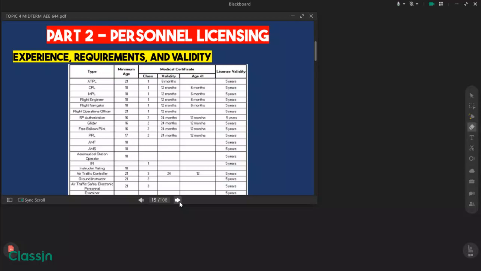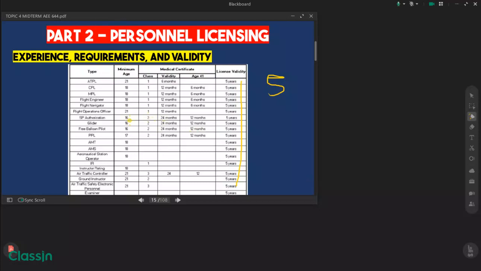Okay? So, let's remember, itong mga licenses na to, kadalasan or nakalagay talaga sa batas ng PICAR natin na meron siyang validity ng 5 years. So, mapapansin nyo dito, lahat siya 5 taon. So, nagbabari lang naman tayo is the minimum age na pwede kumuha na.